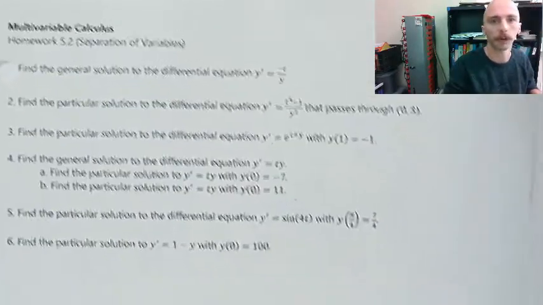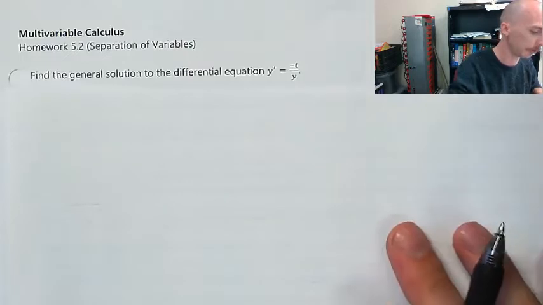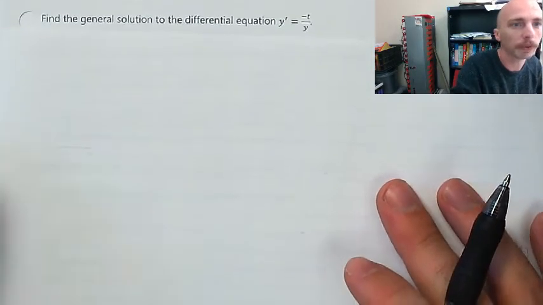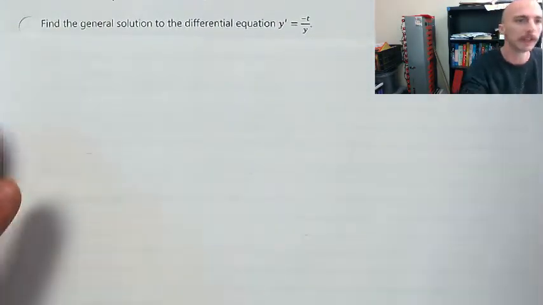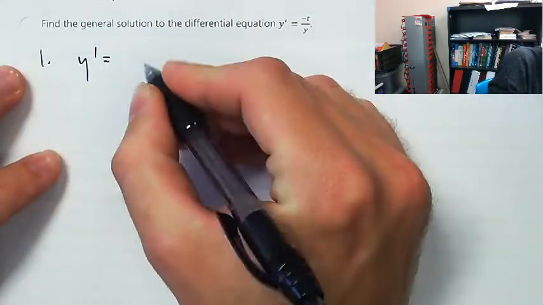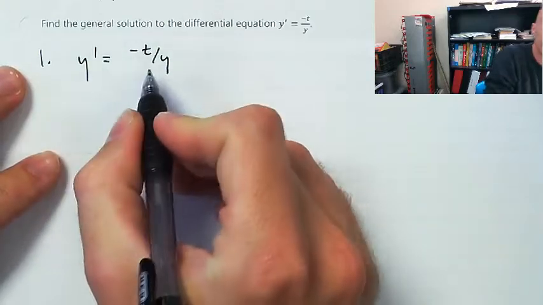And so this should be good for us in our differential equations class, because we are hopefully very fluent in separation of variables coming out of AP calculus. And so we're going to start by finding the general solution to the differential equation y prime is negative t divided by y. So that means that dy dt is negative t over y.